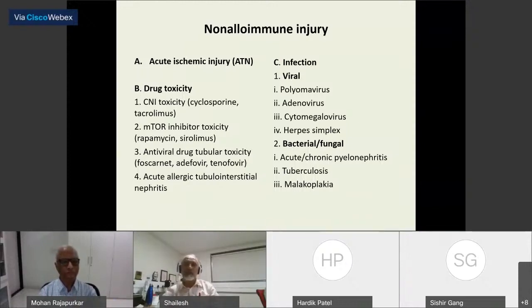Another category, non-alloimmune injury, which is not primarily antibody-mediated rejection, is acute ischemic injury due to drug-induced or vascular or ischemia-induced injury. That is one of the commonest causes of graft dysfunction. Second is drug toxicity, due to immunosuppressive therapy or antiviral or antibacterial drugs, which may lead to graft dysfunction. Then, as elaborately discussed by Dr. Abhijit Kundur and Hardik, multiple viral as well as bacterial infections may lead to graft dysfunction.